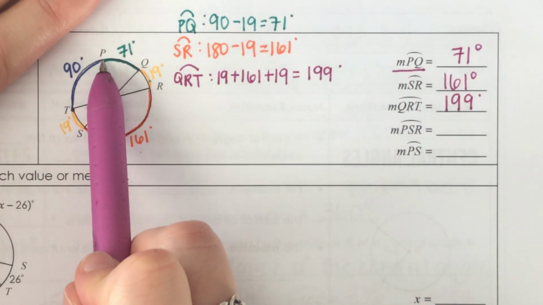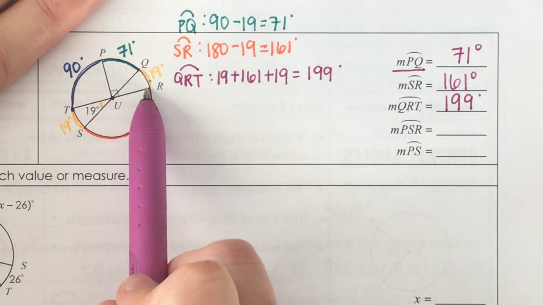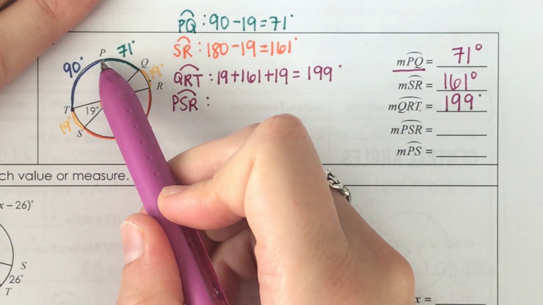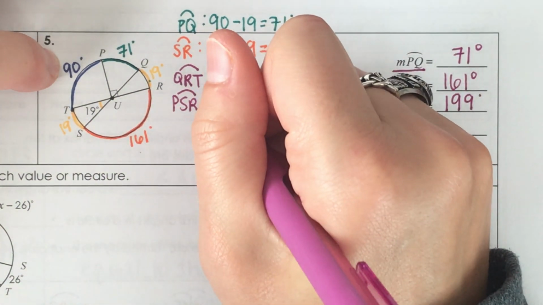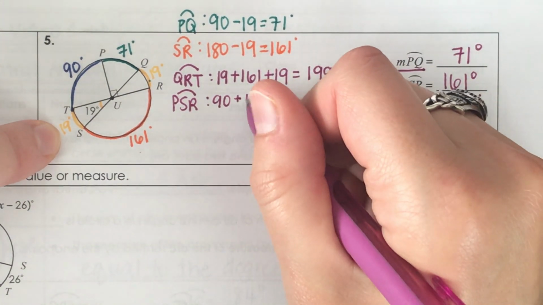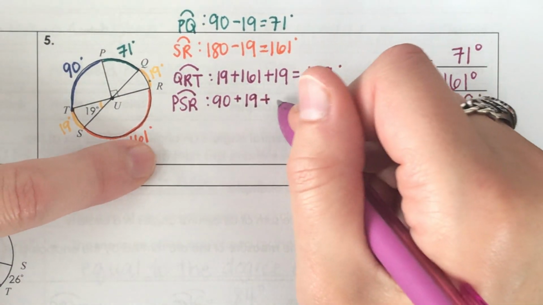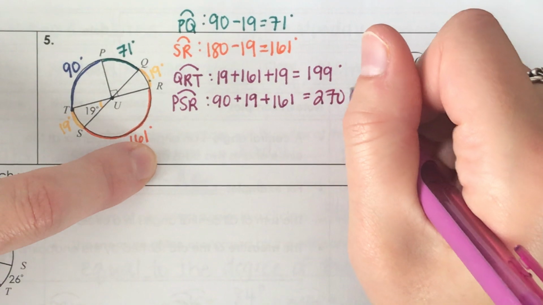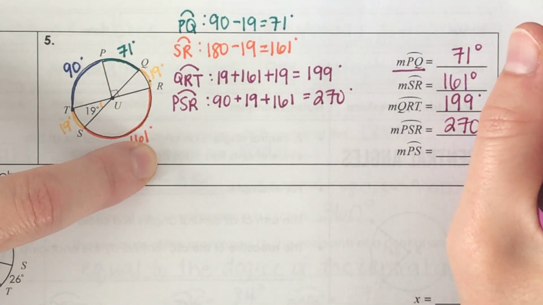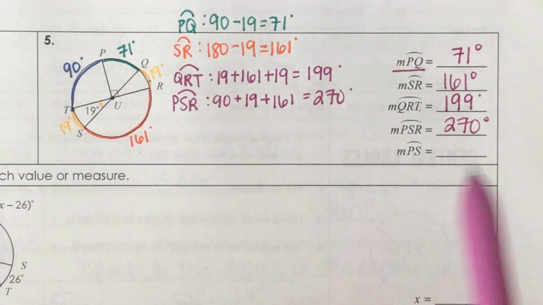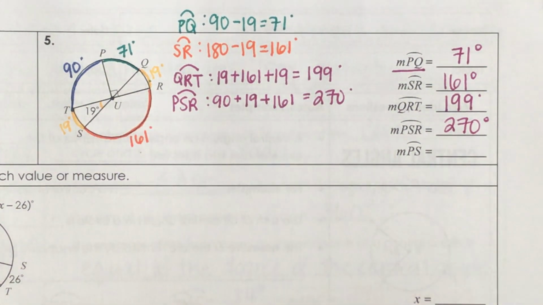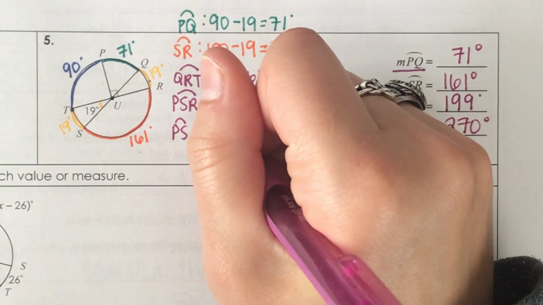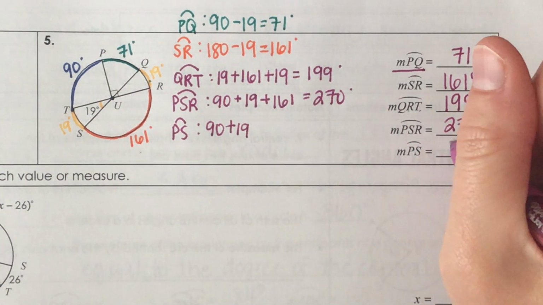PSR. So I'm going to add together 90 plus 19 plus 161. And I add those all together and I'm going to get 270. Great. And then the last one is P to S. So to find PS, I'm going to add together 90 plus 19. And so I get 109.